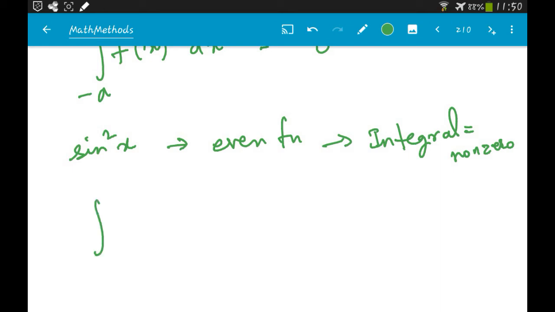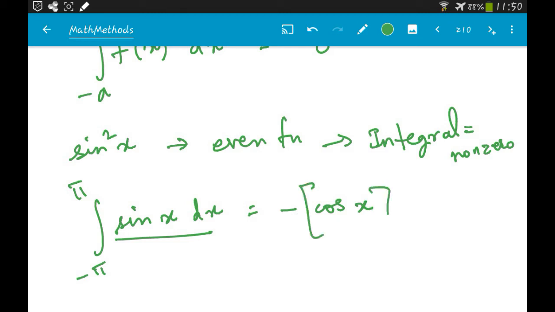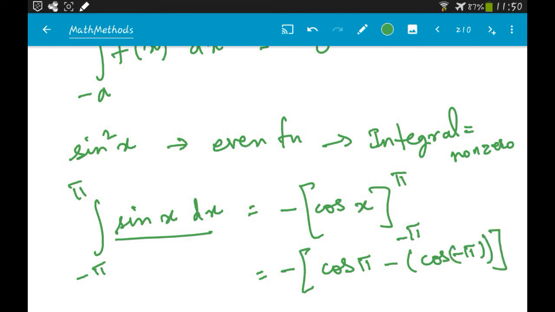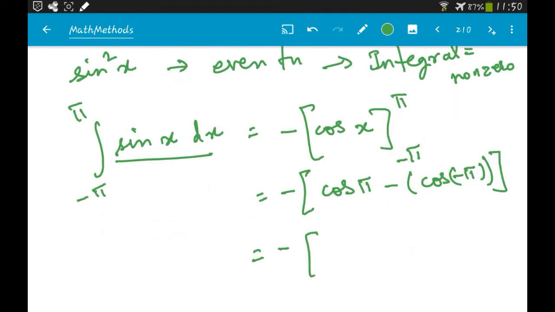So let's calculate for sine x, from minus pi to pi. What will the answer be? It should be 0. So let's see if it is 0. This will become minus cos x, going from minus pi to pi. So this will be minus of cos pi minus of cos minus pi, right? So this is 1 minus cos of minus x is also cos x.